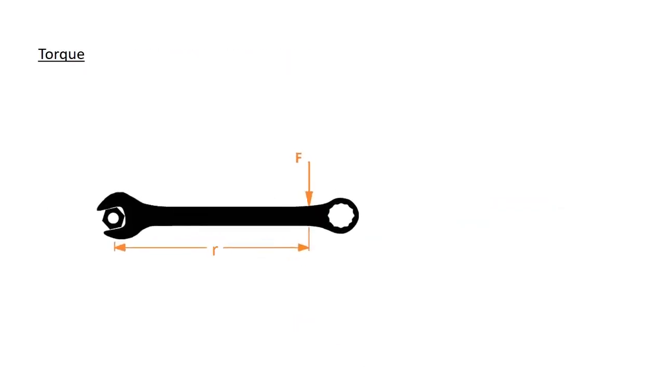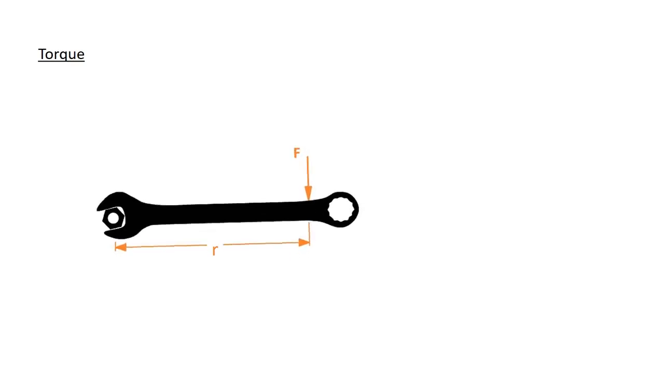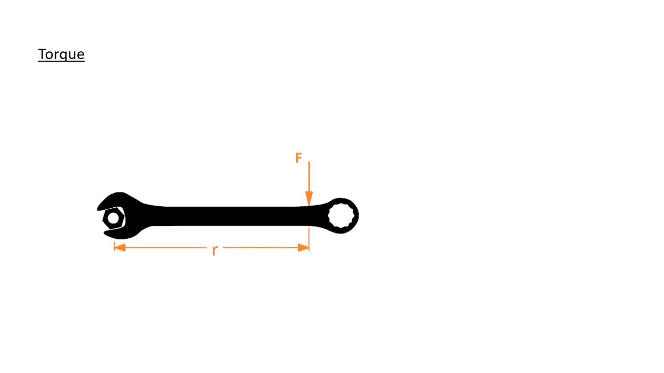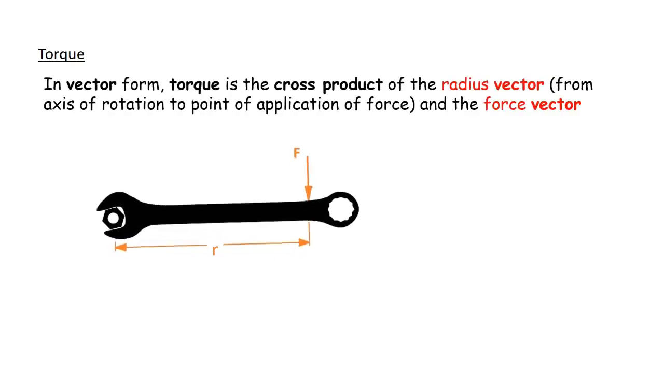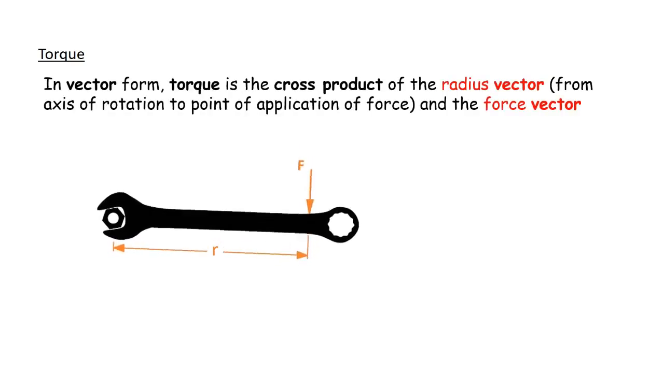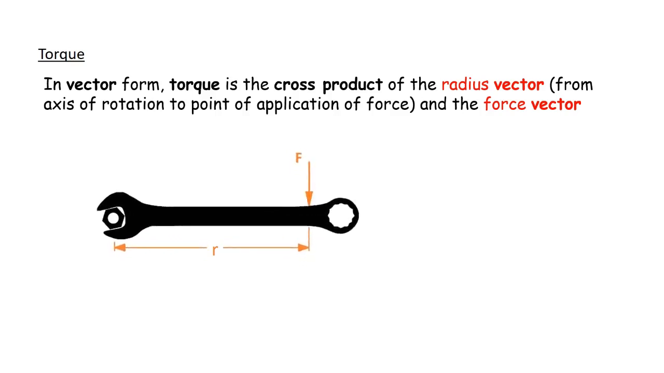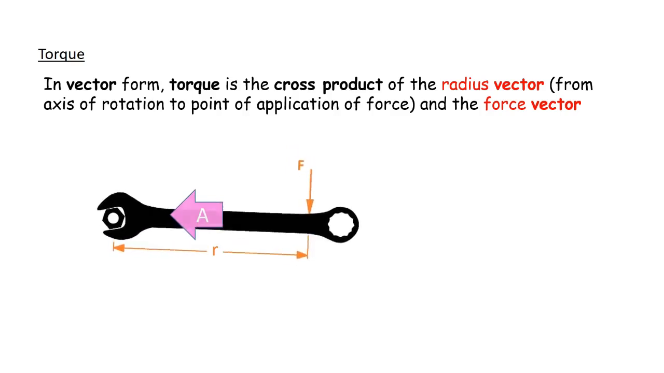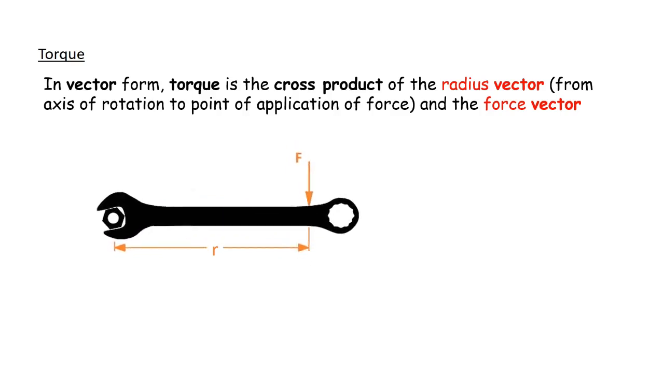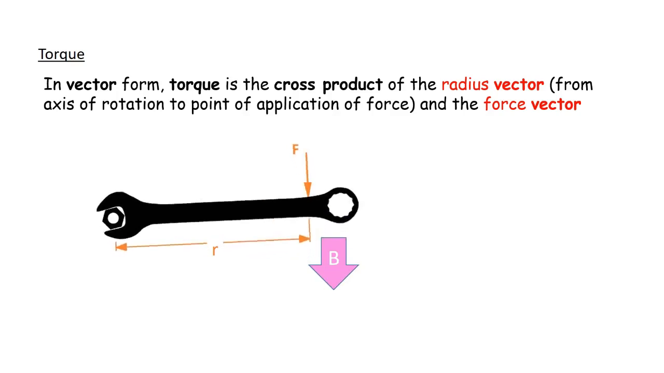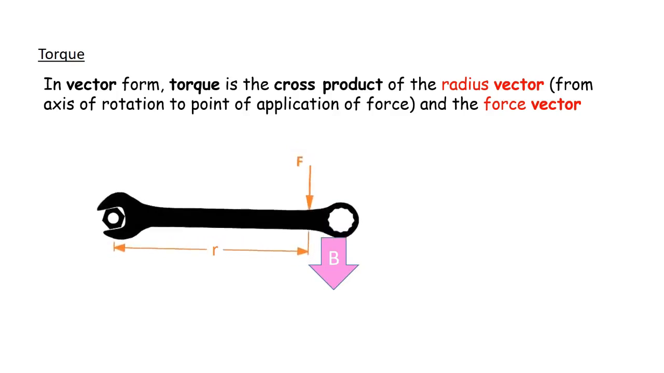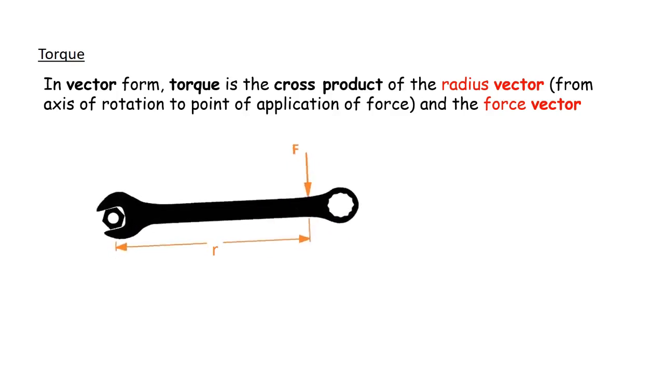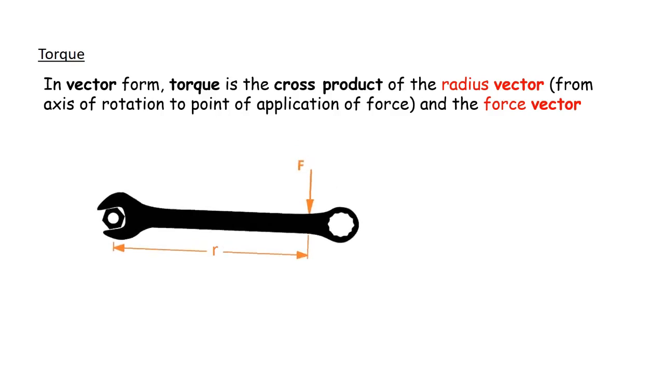Torque is another example of a vector quantity. Suppose we have a bolt and a spanner. In vector form, torque is the cross product of the radius vector and the force vector. If we push the spanner in the A direction, the bolt remains still. But if we push the spanner in the direction of B, the bolt will start rotating. Here, it is clear that vector product involves the amount of a vector that is perpendicular to the other vector.